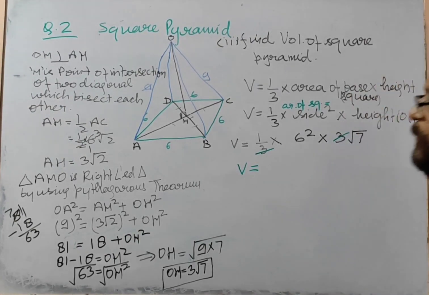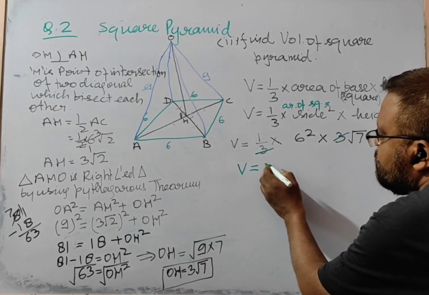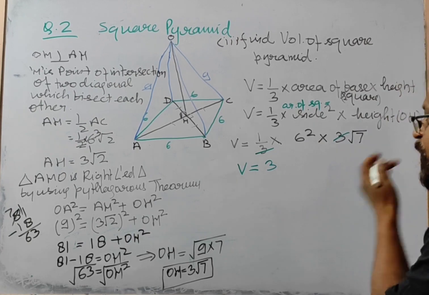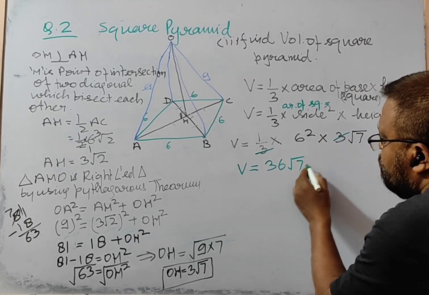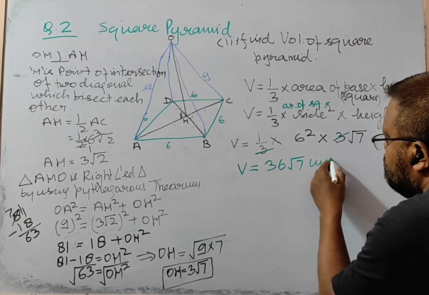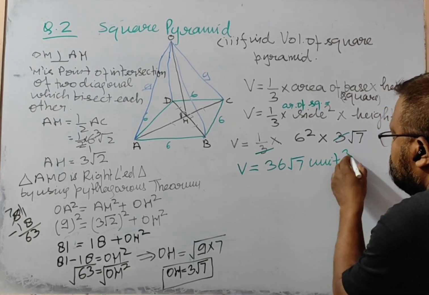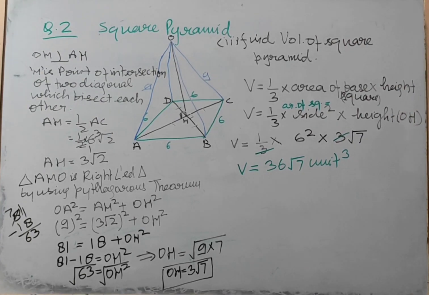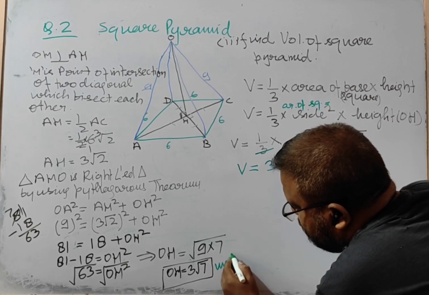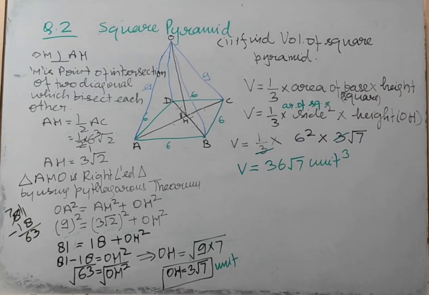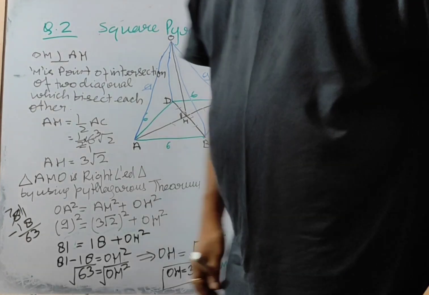V is equal to 36, since 6 square is 36, into root 7 unit cube, right? This is the volume of the pyramid, and this is 3 root 7 units. Whatever unit is given, that we will use. So this is the solution of the whole question.